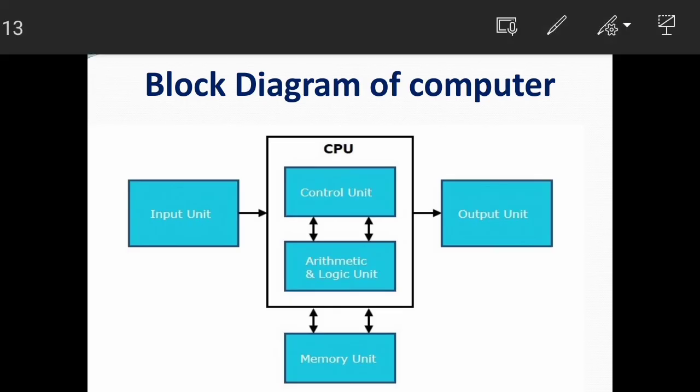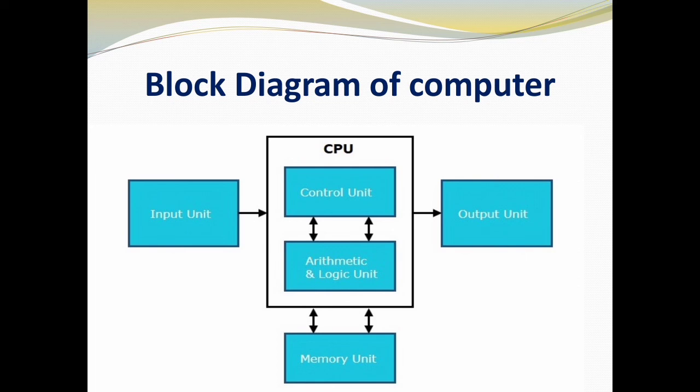Very important. The block diagram of computer involves the input unit, next the CPU, and in the CPU the control unit and the arithmetic and logical unit, that is called ALU. Next, the memory unit and the output unit. Let's see one by one.